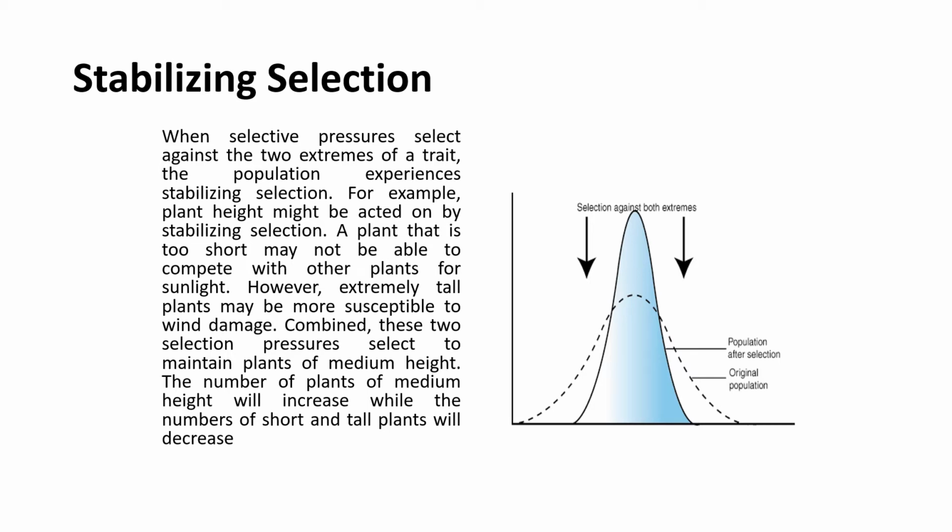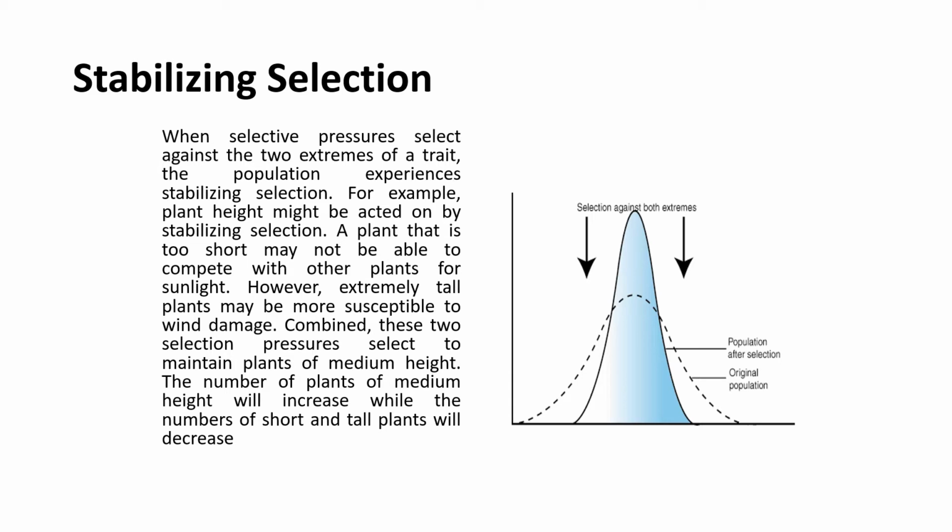Now when selective pressures select against the two extremes of a trait, selective pressures are nothing but the physiological conditions or the environmental conditions of a particular time. These selective pressures are going to select against the two extremes of a trait. Now a trait is a character.